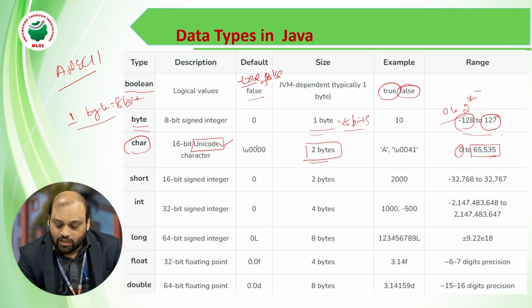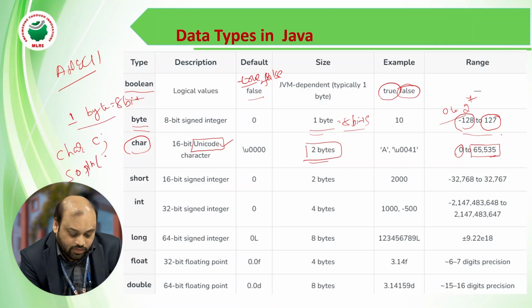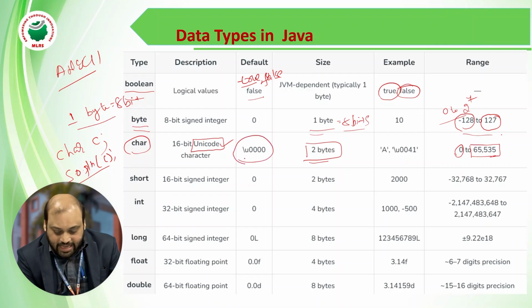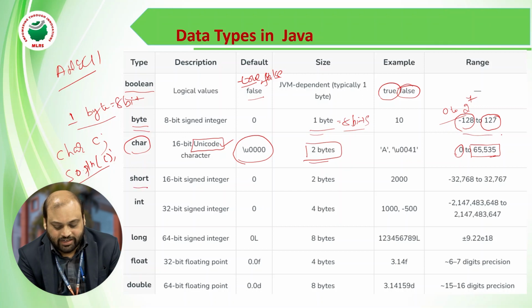If you do not initialize a char c and you print it with System.out.println, then what is it going to print? It is going to print the Unicode value, the default value. The default value is \u0000. And another data type is short, which is a numerical data type.